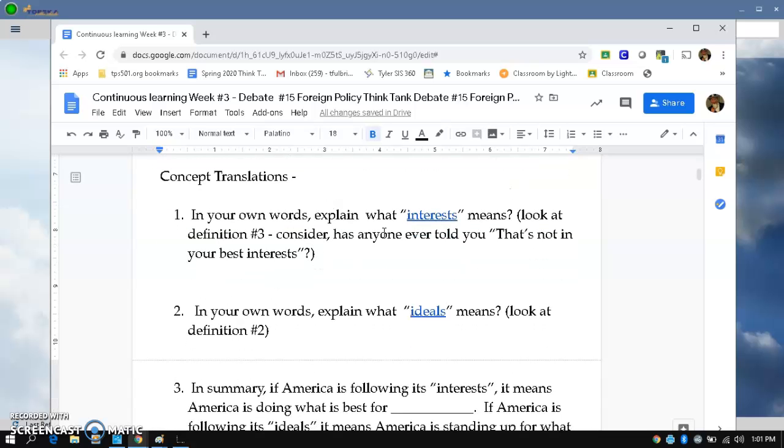In order to really get this, we have to figure out what we mean by interest and what we mean by ideals. So you need to click on the links to both and explain the definitions. I'll explain to you first for definition number 3 of interest. Think about it: has anyone ever told you that's not in your best interest? What are they saying that means?